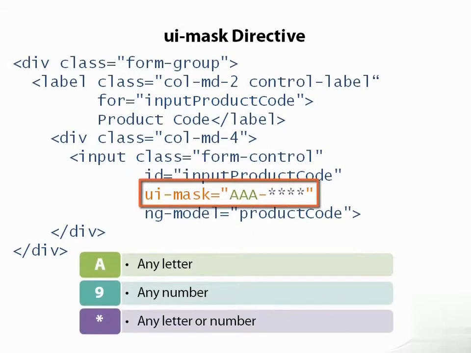A capital A accepts any letter. A 9 accepts any number. An asterisk accepts any letter or number. Any other symbol is inserted into the result as is, as shown with the dash in this example. Use a mask for phone numbers, credit card numbers, or any other place that requires strict entry of numeric, alpha, or alphanumeric values. Let's add this product code input field to our sample application so we can give it a try.